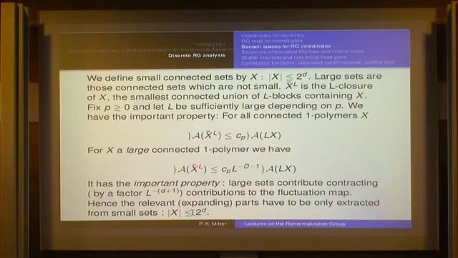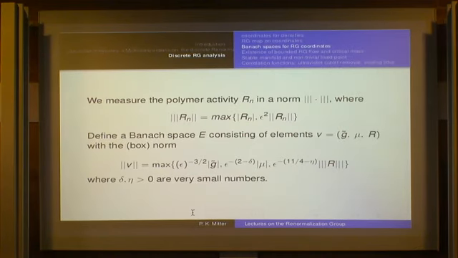So it has the important property: large sets contribute contracting contributions to the fluctuation map. So all the subtractions that we're going to do are going to be on small sets. The thing is, a set with a lot of blocks tends to have fewer blocks after you close it. Look at the smallest set, because the big L blocks closure contains it, made out of L blocks.